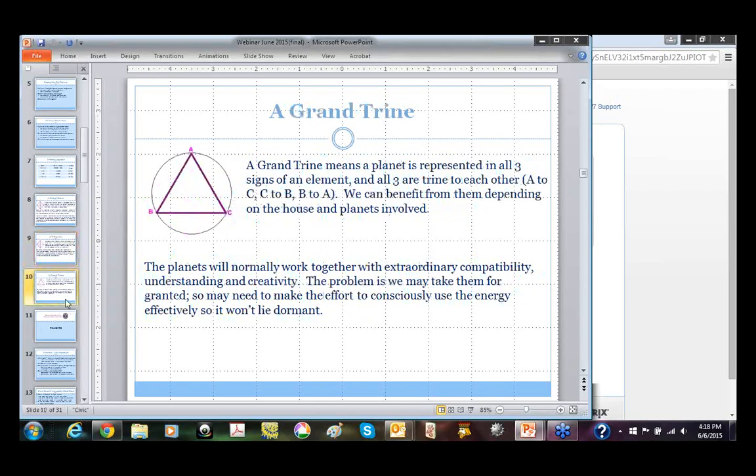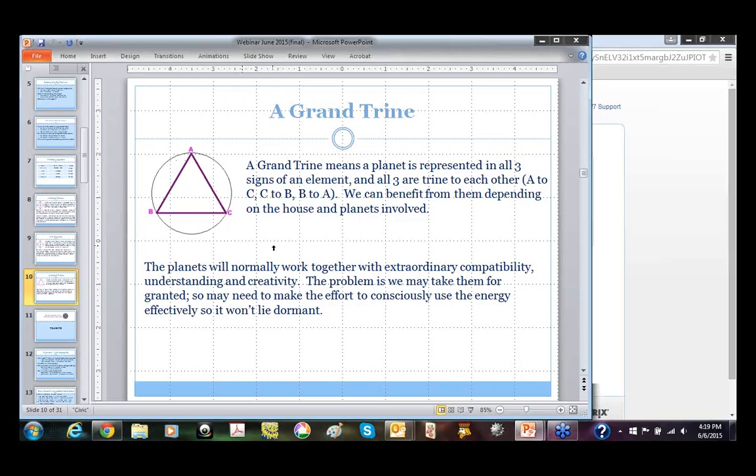Okay, and the other configuration we're going to talk about is the Grand Trine. And this is 3 signs of an element, and all of them are represented in your chart, and they're all in relation to, A is trine B, B is trine C, C is trine A. So they're all working there together.